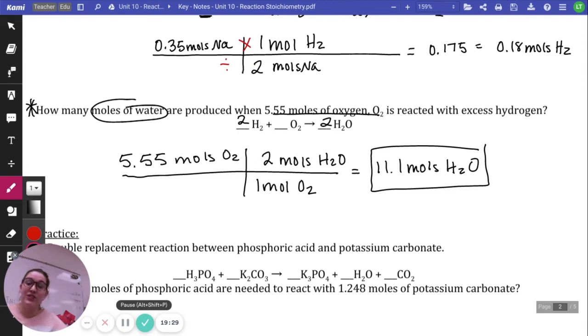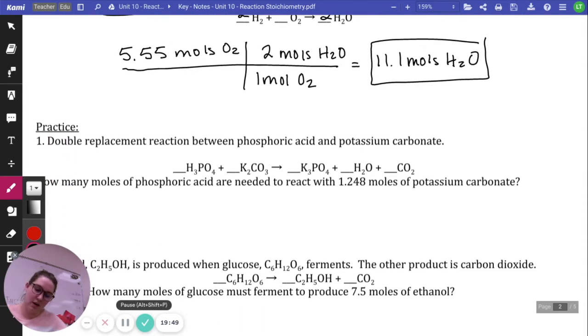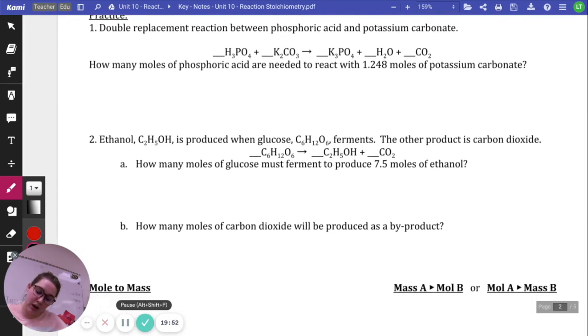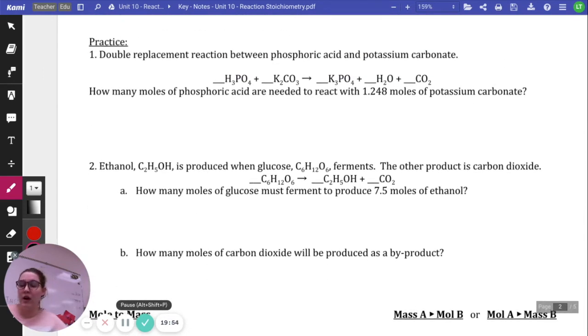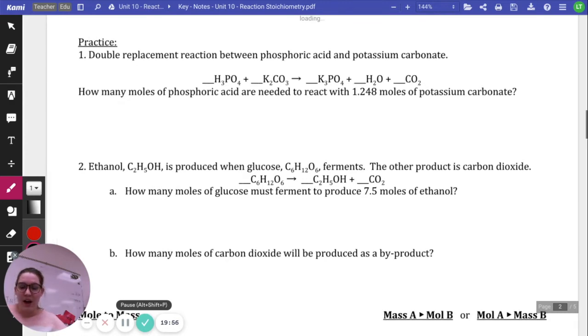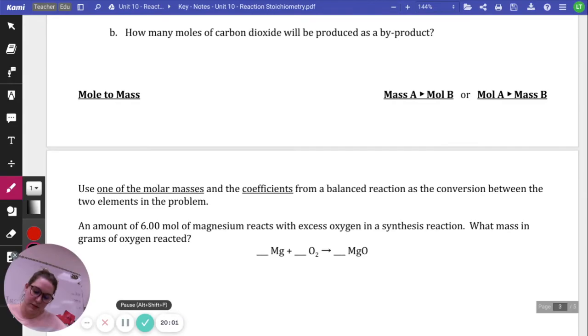Okay, guys, so for this one, I started with 5.5 moles of oxygen. I was already in moles, so I did my mole to mole ratio. 1 mole of oxygen is 2 moles of water. That's what I was looking for, was moles of water, so I ended my problem there. Multiplied across the top, divide by the bottom, and I got 11.1 moles of water. These next few problems down here are just practice for you guys over multiple ratios. So definitely work those on your own time, but we are going to move on to the next ones.